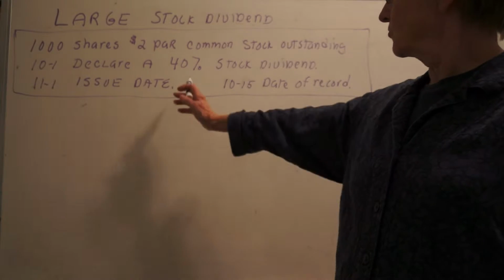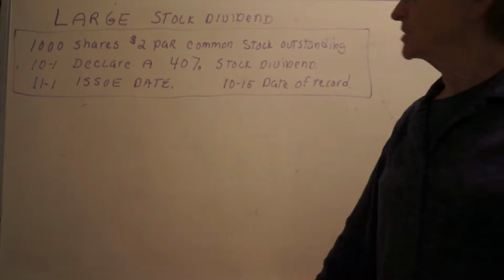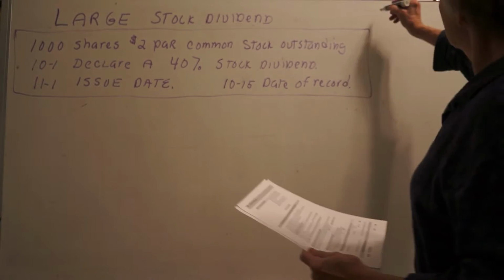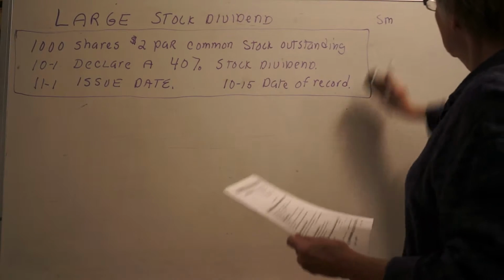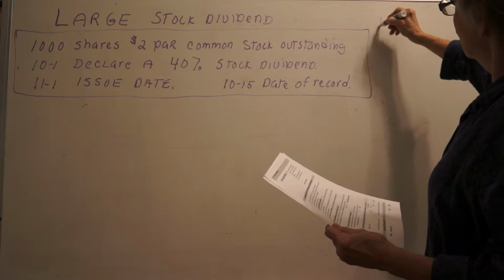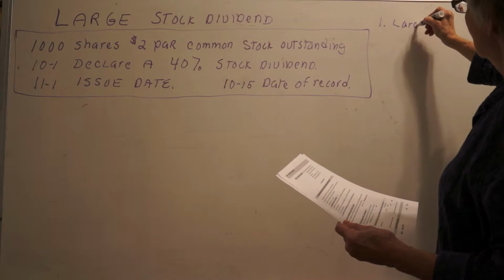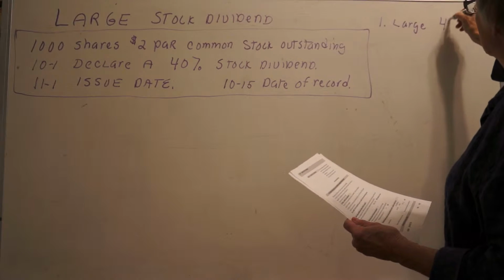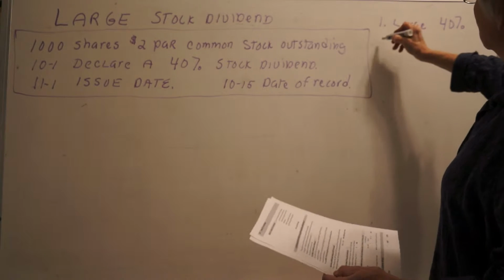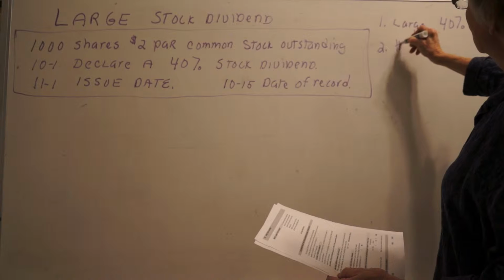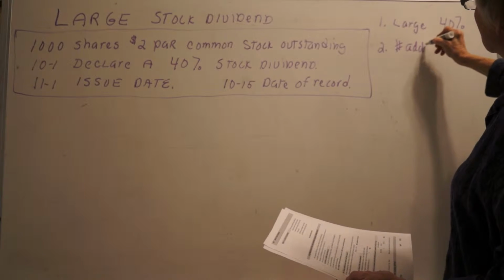So here we have a 40% stock dividend. So if we go through our 4 questions, is it small or large? And the answer to our question number 1 is it is a large stock dividend because it is 40%. And then how many additional shares? So the number of additional shares.